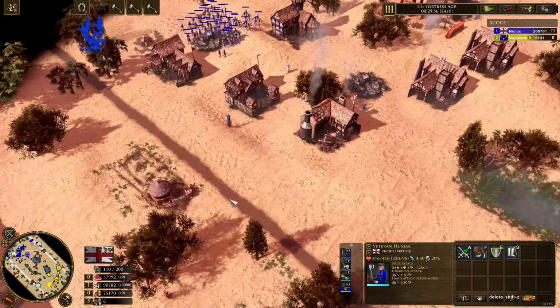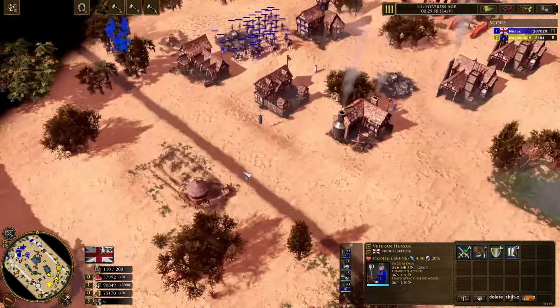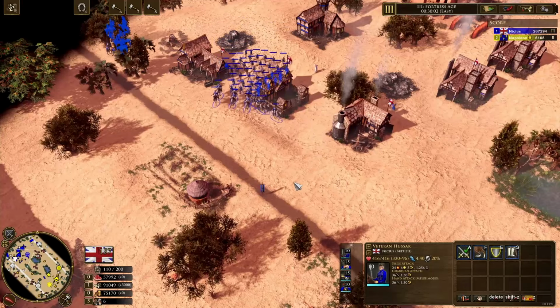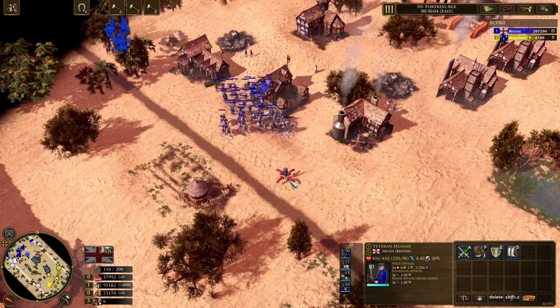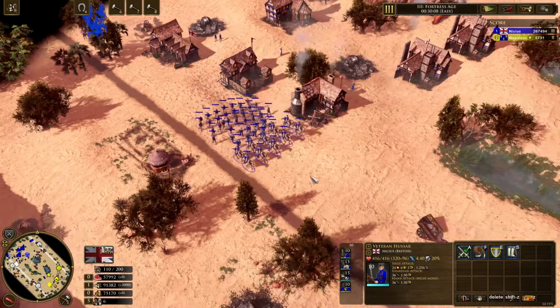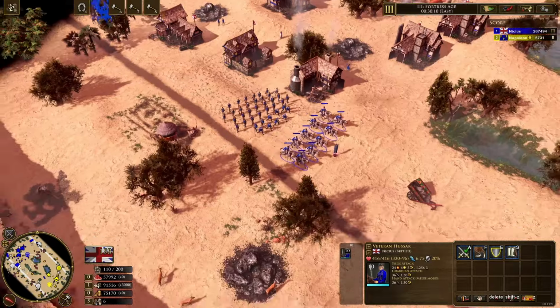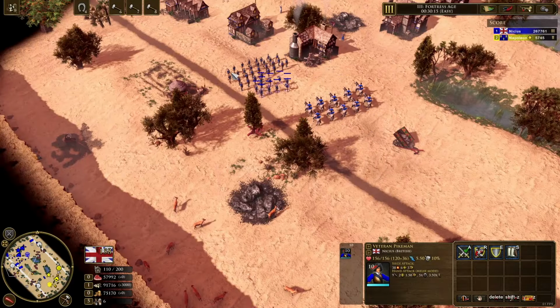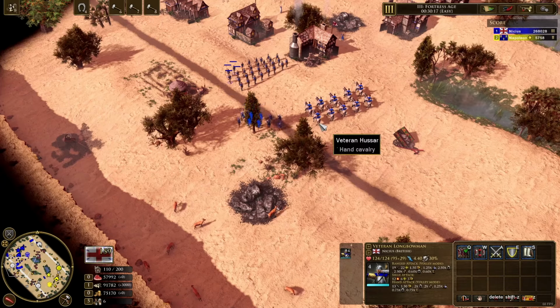The majority of the time, it is better to attack move, because it does not have as much micromanagement. There are situations where you want to split fire. Split fire meaning that you select a few units and manually attack a unit.